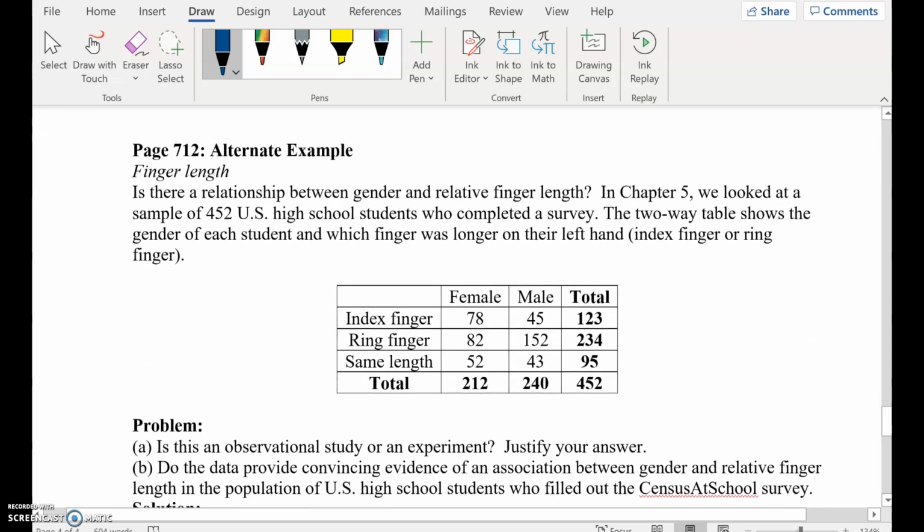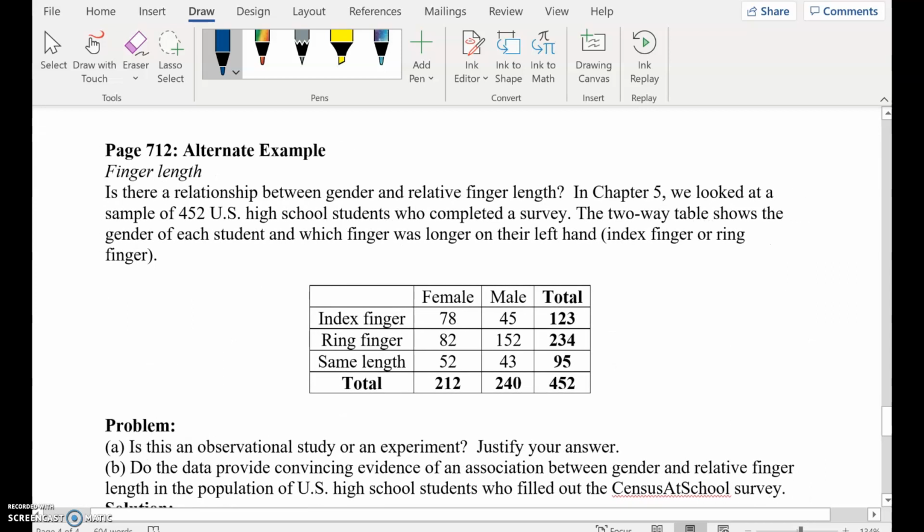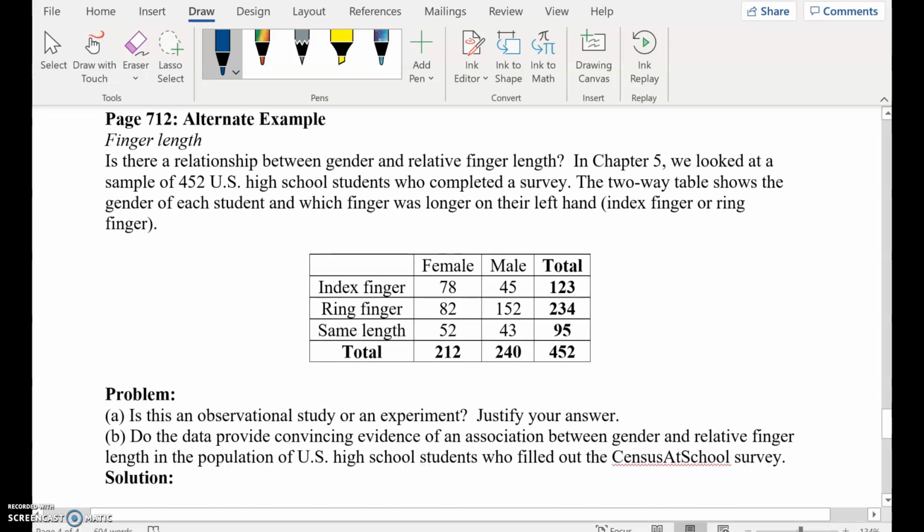We'll do an independence one here. Is there a relationship between gender and relative finger length? Chapter 5, we looked at the sample. 452 U.S. high school students completed a survey. The two-way table shows the gender of each student and which finger was longer on the left hand. Is this an observation or experiment?